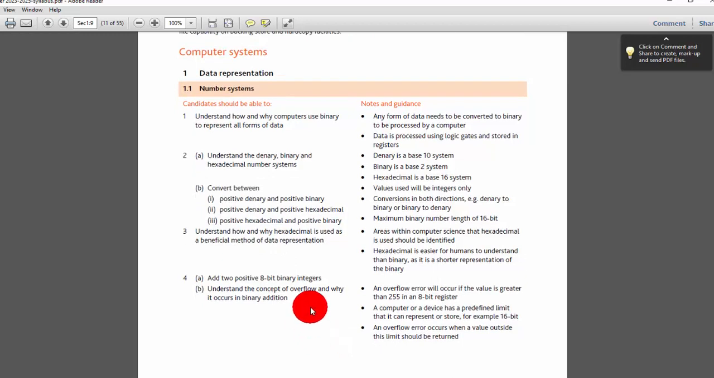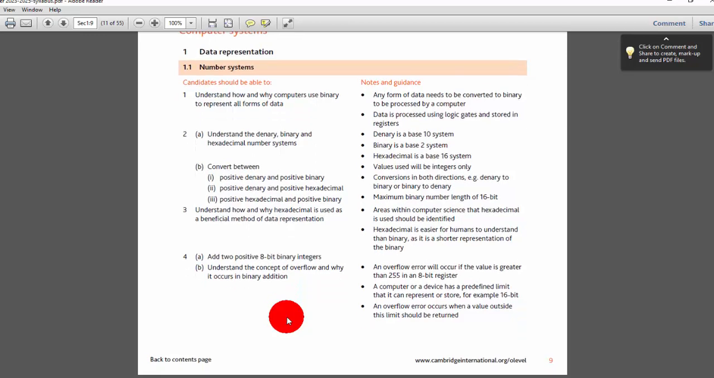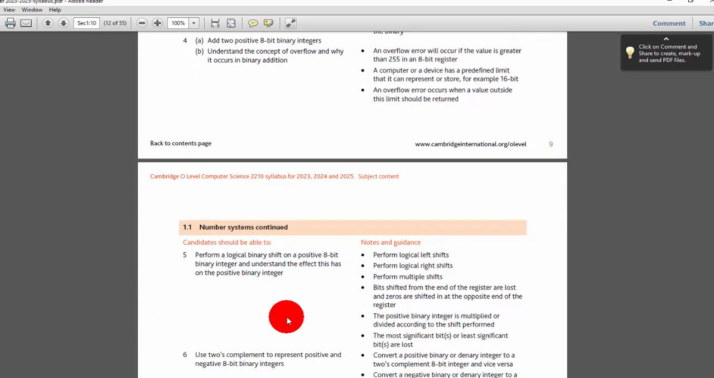Okay, so understand the concept of overflow and why it occurs in binary addition. This is a new topic, new content. Then binary shifting using 8-bit integers, right? We have to do binary shifting from left to right and right to left, and there are multiple kinds of shifts. They say that bits shifted from the end of the register are lost and zeros are shifted in from the opposite direction. Of course you know about it. How can we perform the binary shift? If you do not know, then don't worry, I will tell you in my video how we can do it.